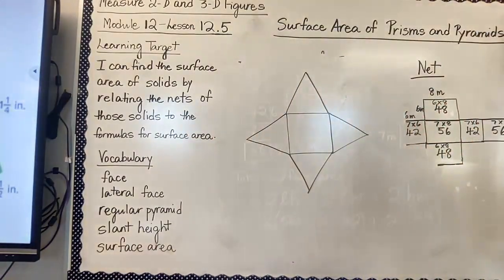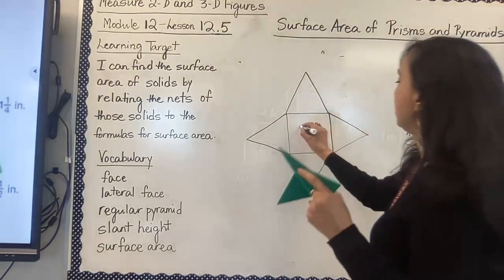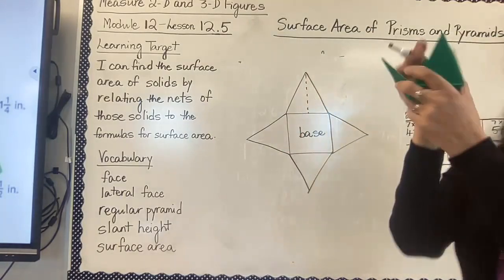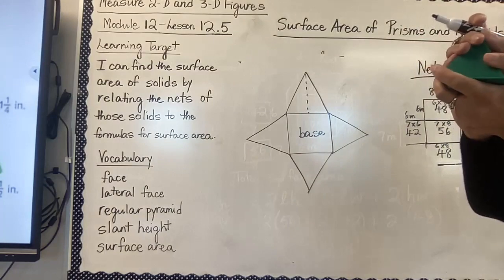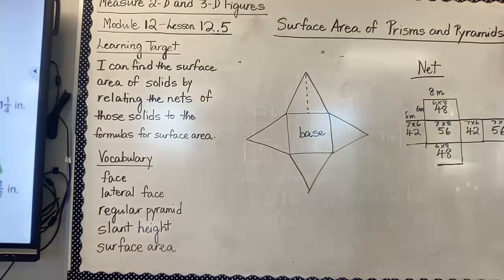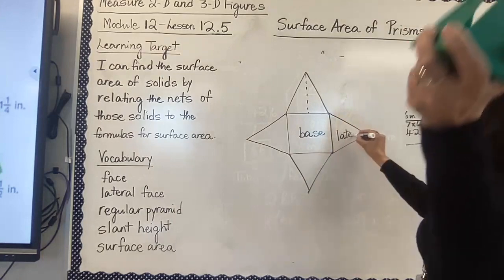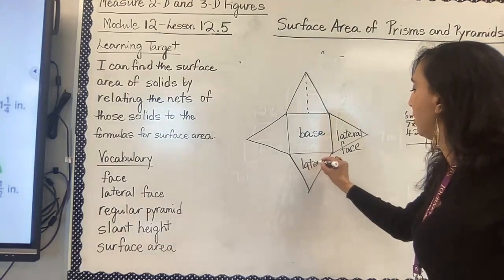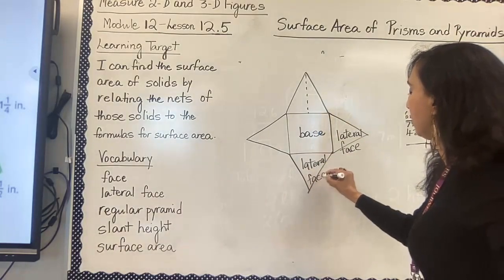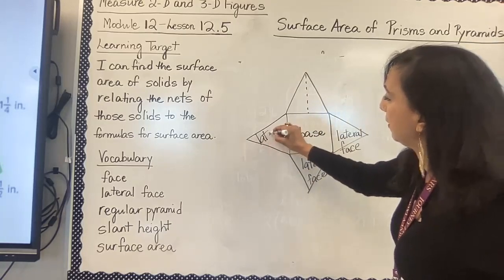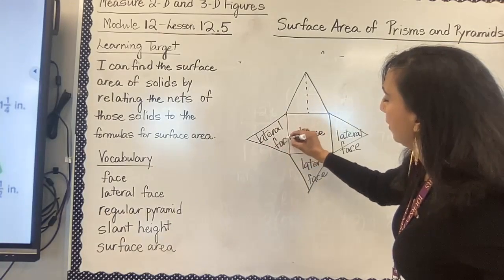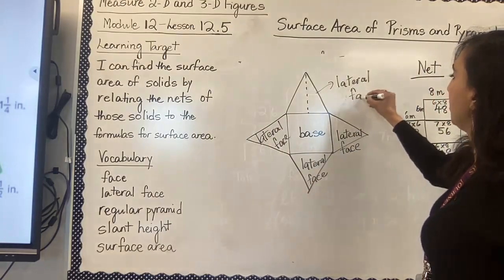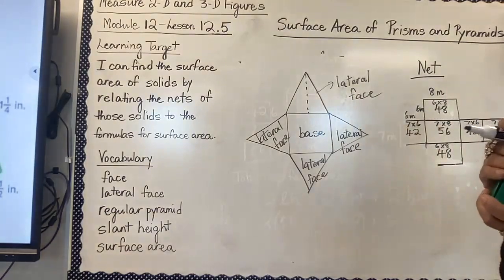Okay, so therefore this is the base, and each of these has a certain height, right? Each of these over here are called lateral faces. This is a lateral face. All of these are lateral faces. And of course, this is your lateral face. Okay. So what did I say? What was the lateral face?